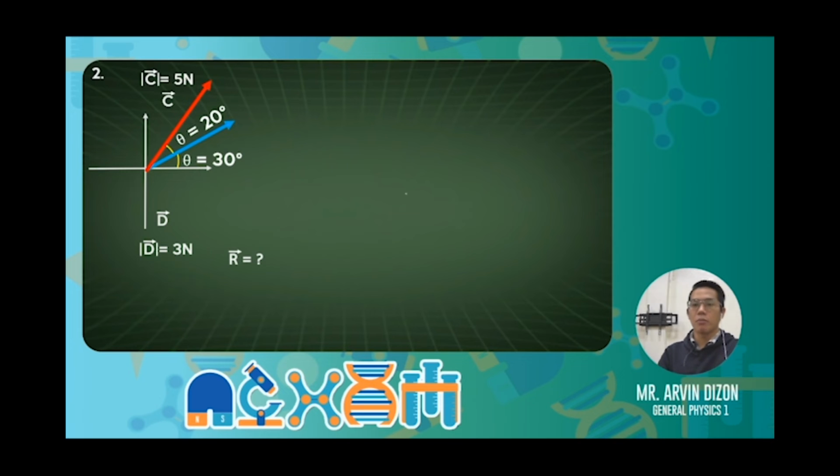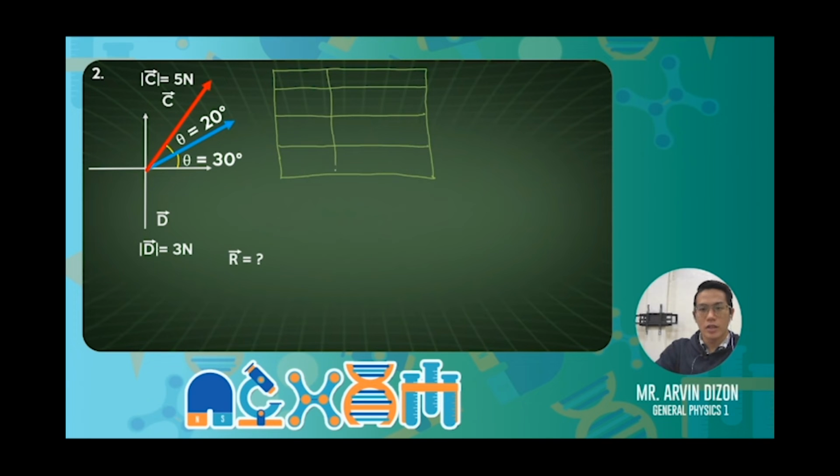Okay, for example number 2, as you can see here, we have a different scenario. Both of them are now at an angle. Same strategy, please create your table first so you can be organized in finding your answers. So we have C and D, that would be 2 vectors plus the resultant vector. And then of course we have the X and Y dimension. So going to write here X, then Y. We have vector C, we have here vector D, and we are trying to search for the resultant vector.